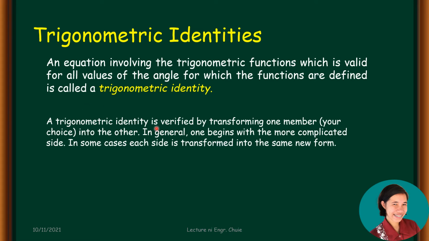A trigonometric identity can be verified. We can verify that one trigonometric function is equivalent to another by transforming one member, either the left or the right side of the equation, into the other. In general, one begins with the more complicated side. In some cases, each side is transformed into the same new form. For me, I start with the complicated function first because it is easier to transform into another function. So let's try some problems.